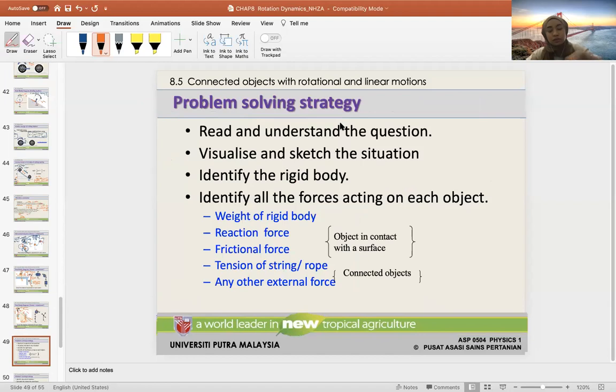Okay, so let's go over the problem solving strategy. Read and understand the question, visualize and sketch. Identify the rigid body. Is it in equilibrium or does it have acceleration? Identify all forces acting on the body. When the object is in contact with the surface, it will have either reaction or frictional depending on the situation. And if it is connected to a string or a rope, it will have tension. And the body will always have weight. Okay? Is there anything that has no weight? No.